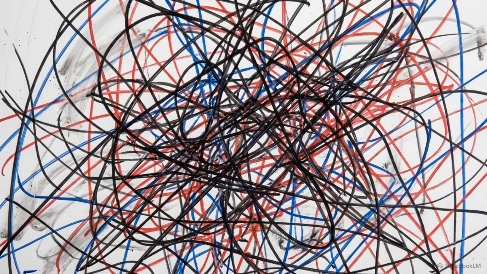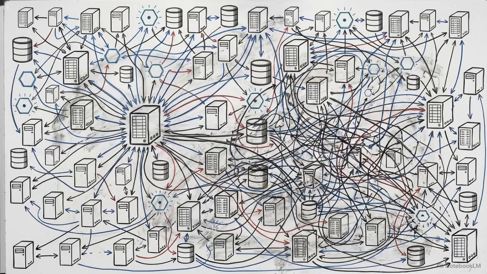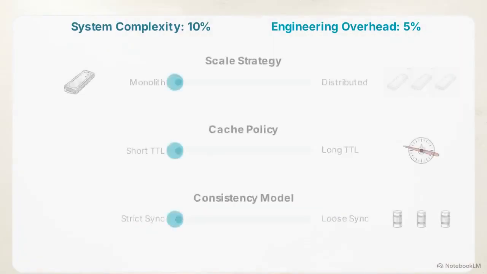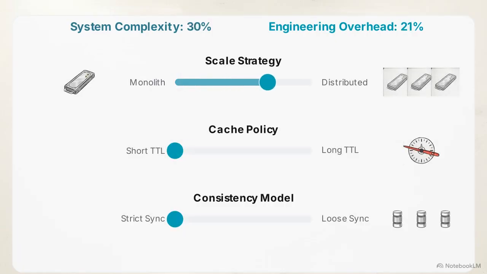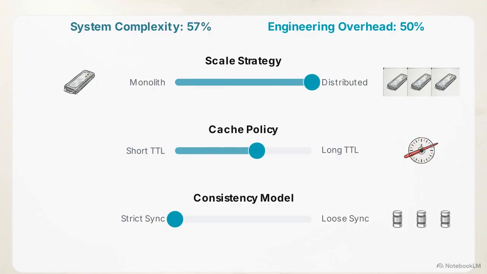But look at the operational reality. Every single component added to bypass a physical bottleneck introduced a new layer of network latency, deployment difficulty, and engineering overhead. Scale requires sacrifice. You trade the simplicity of a single server for the infinite ceiling of horizontal scaling. You trade immediate data freshness for high cache hit rates. You trade strong data consistency for high availability across microservices.